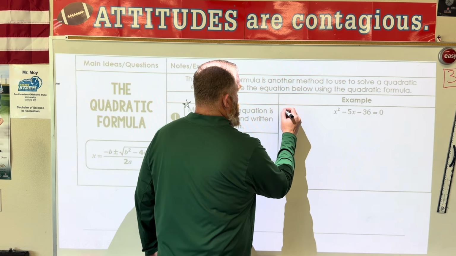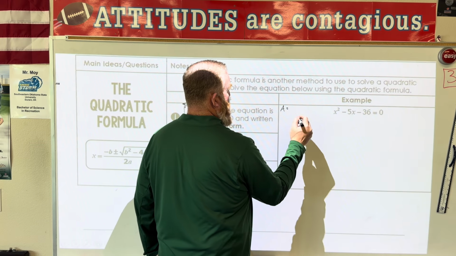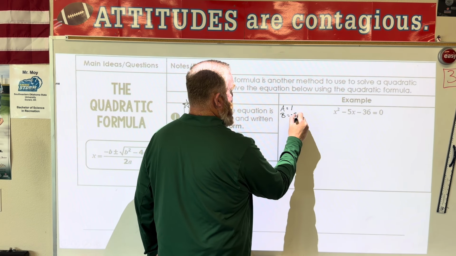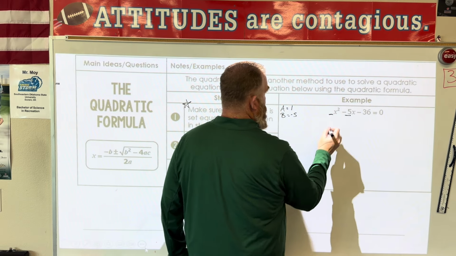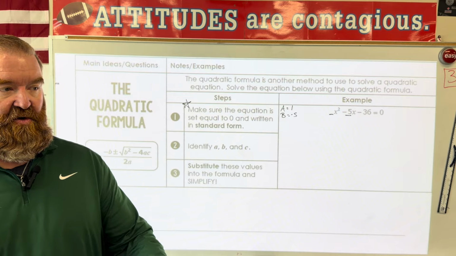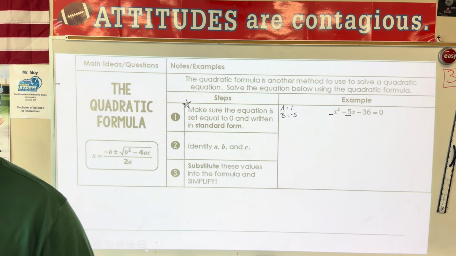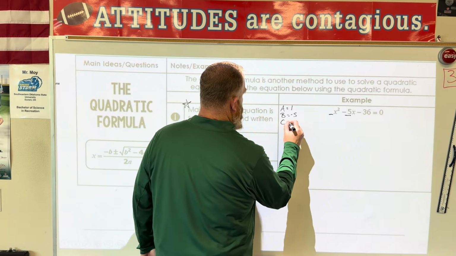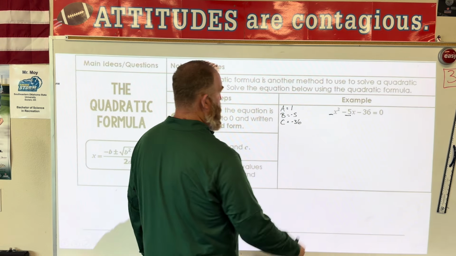For the example, let's do this. What is my a? A is 1. What is b? B is -5. Good. Make sure you pay attention to that sign. There's my A. If there's no number, what is the number, guys, always? It's a 1. Okay, my B is -5. What is C, guys? C is -36.